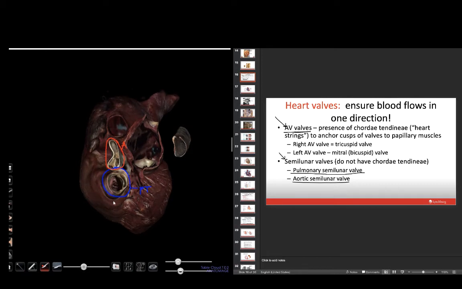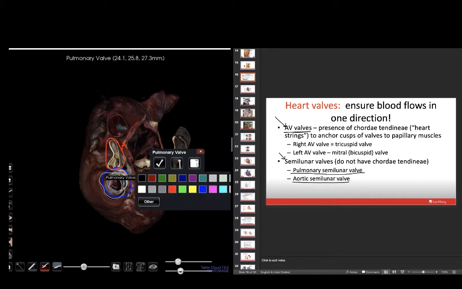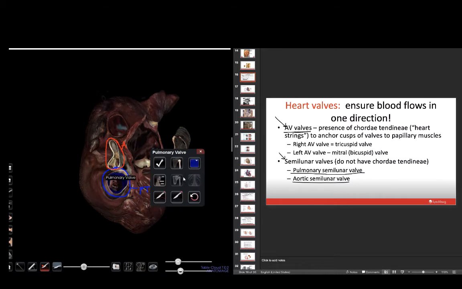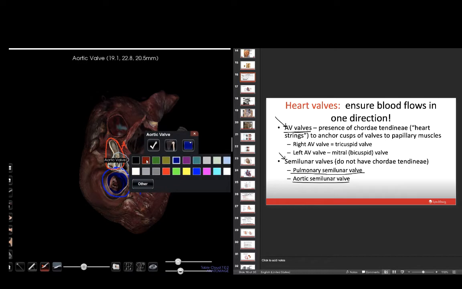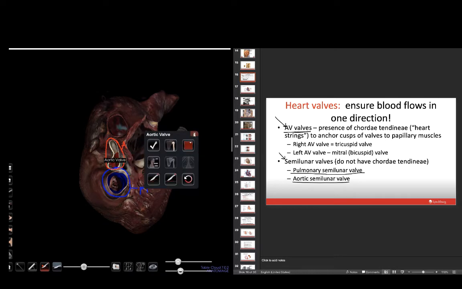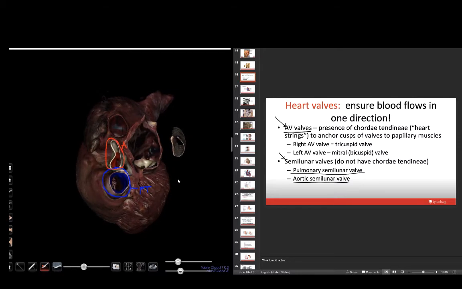And what we can see as we look down into these vessels are valves that are located within the vessel. So the pulmonary valve is going to be located in the pulmonary trunk, between the pulmonary trunk and the right ventricle. And then the aortic valve is going to be located in the aorta, between the aorta and the left ventricle.